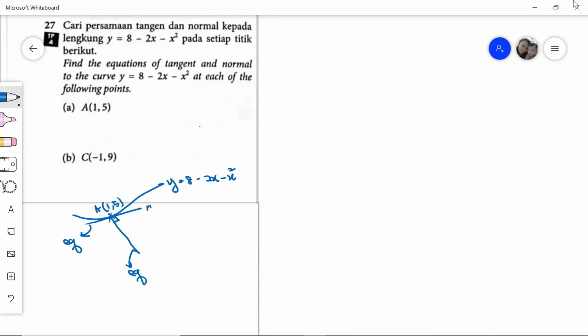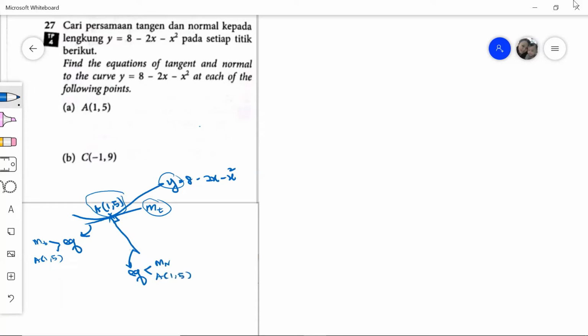And then I call this the golden triangle. These three things, let's mark it down. And we need to use these three things to help us find the equation of the tangent and the normal. So for the tangent, in order for us to find the equation, we must have the gradient and also the point. The point here is (1, 5). Same thing goes for the equation of the normal. We need to have the gradient of the normal and the point on the normal.